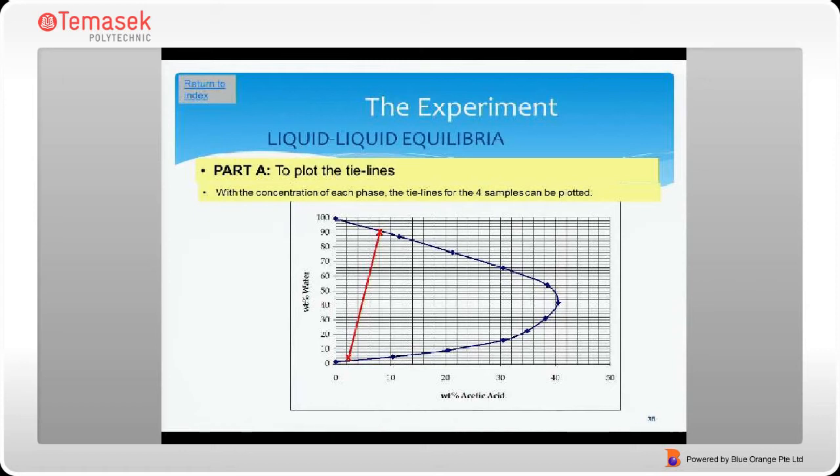From part A, when the concentration of acetic acid in the 2 liquid phases within 1 flask is known, these 2 points are plotted on the graph and connected to draw the tie line. From each flask, we will be able to draw one tie line. That is, a total of 4 tie lines will be drawn. Note that you will need to have drawn the solubility curve from part B before plotting the lines here.